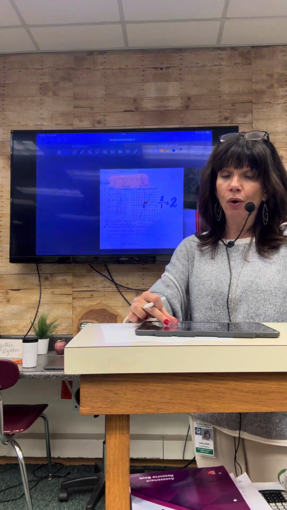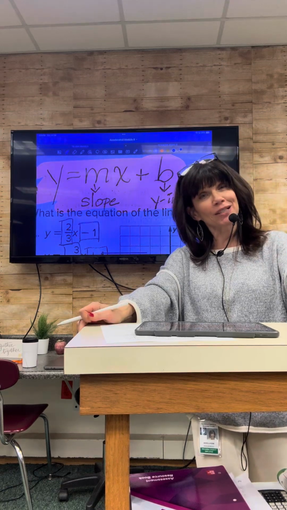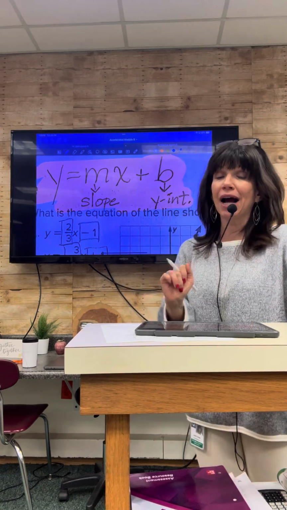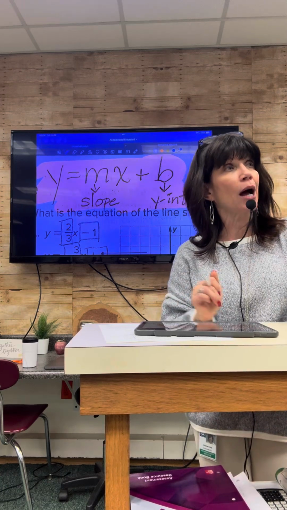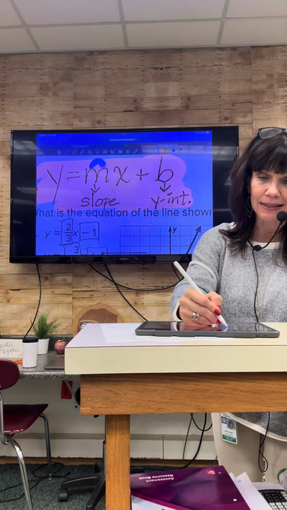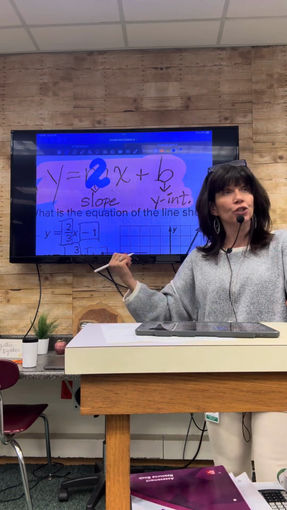So I know that since slope-intercept form is y equals mx plus b, and I already know my slope is 2, so where do you guys think I'm going to write the 2? Directly on top of what variable you see here? M. On top of m. Excellent. Do you understand how I got rise over run, got slope, put 2?